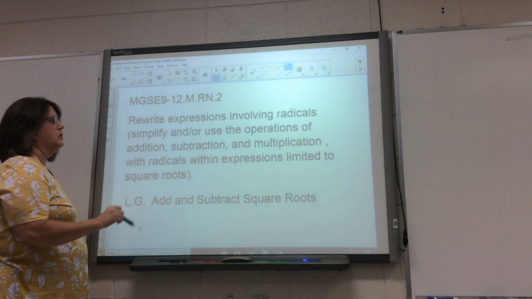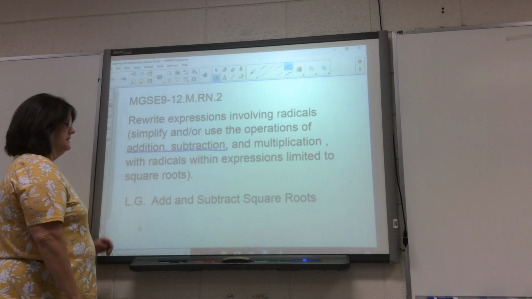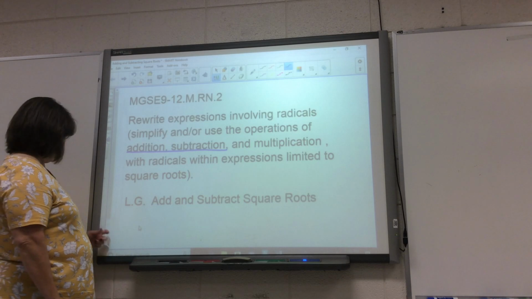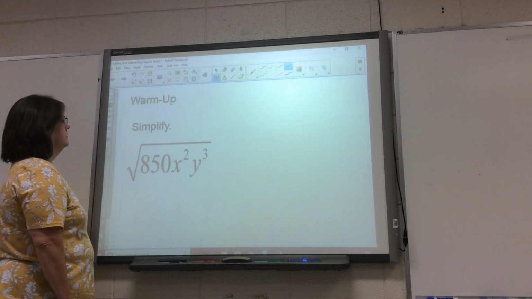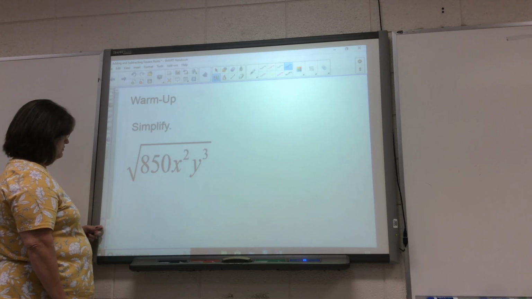Part of the standard that we're going to focus on now is addition and subtraction. So we're adding and subtracting square roots today. All right, that's the warm-up. I'm going to skip that. You'll do that in class.